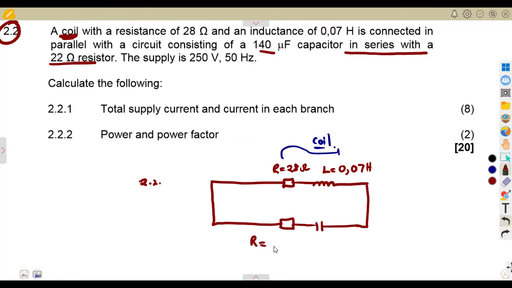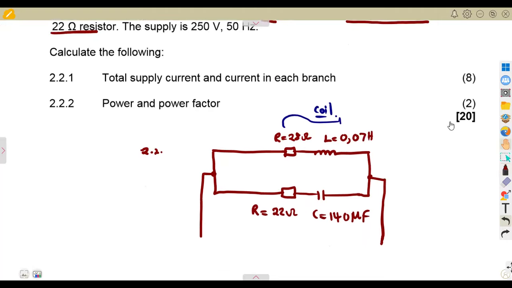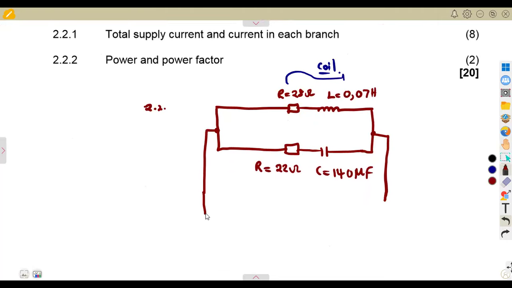All right. So this is the whole of the part that you're given. The resistance being 22 ohms and the capacitance being 140 microfarad. Then the supply. The whole of the combination that we are given is connected to the supply. In this case, we have the same voltage across of 250 at 50 hertz. So this is an AC circuit having a voltage of 250 volts, then the frequency being 50 hertz.